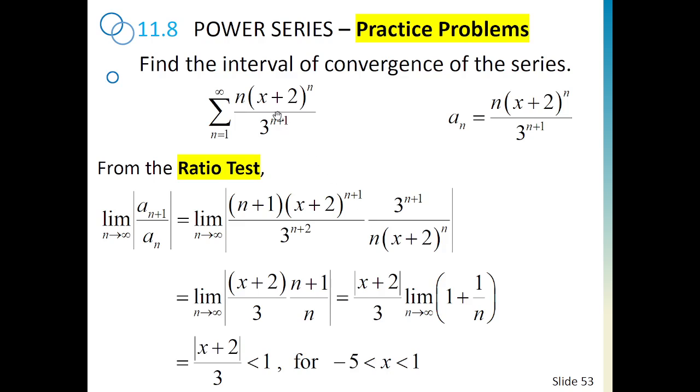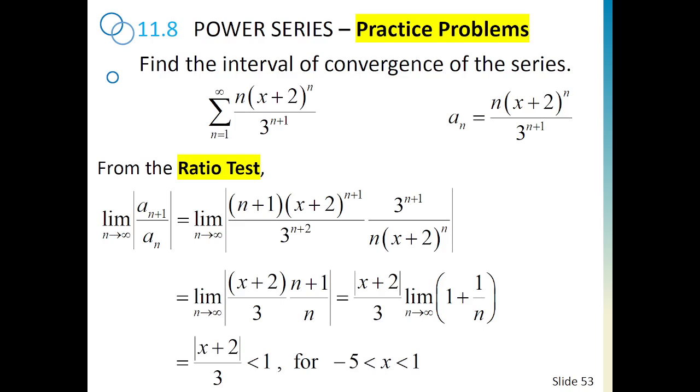By the way, we see that the center of the series will be -2. x minus minus 2, so the center of the series will be -2. The radius will be 3, because |x + 2| is smaller than 3, right? The radius will be 3. So our interval of convergence is here. We get it from the ratio test, straightforward.